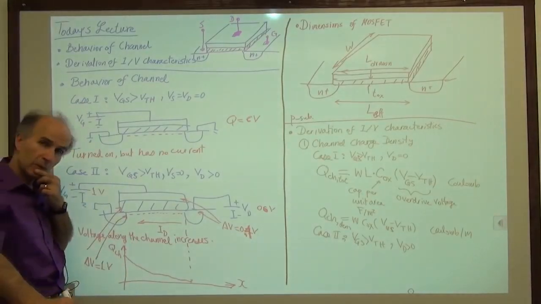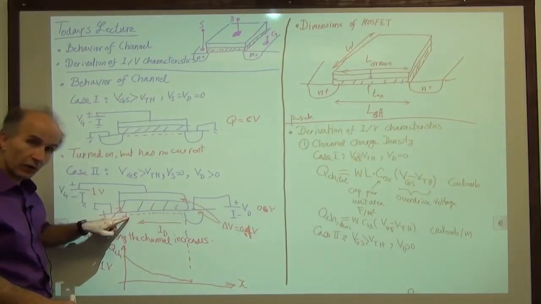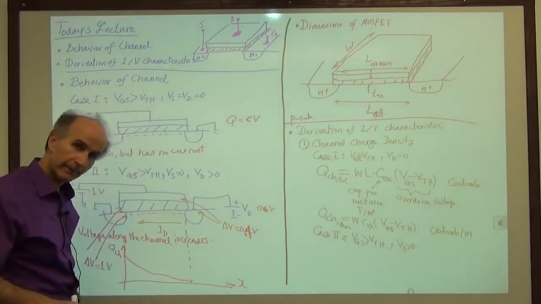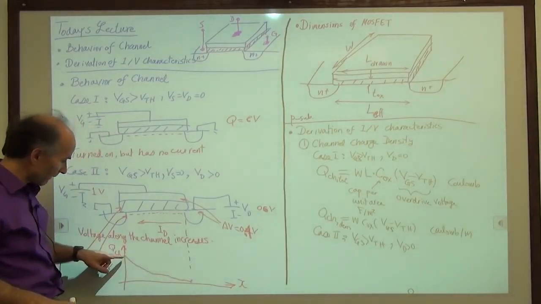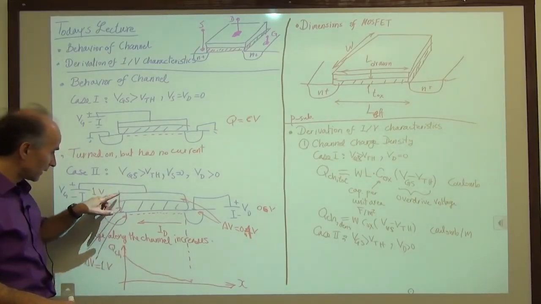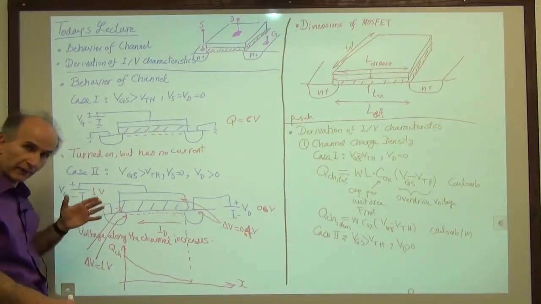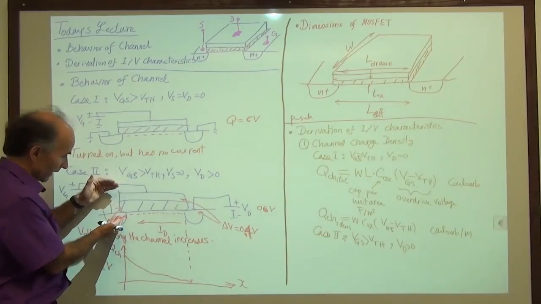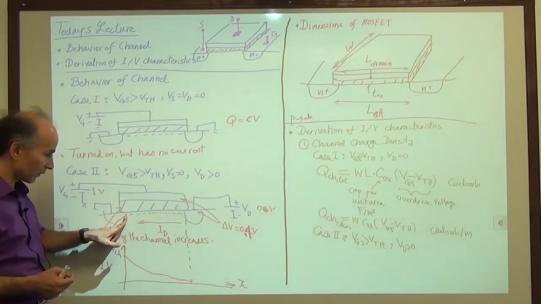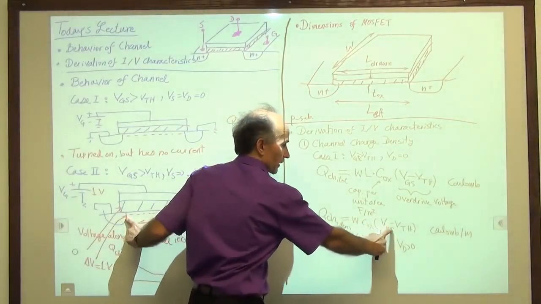Now the situation is a little more complicated, because we see that the channel charge is some value here, and it keeps going down. Do I have a value right here? Yes, because at this point, the gate source voltage is equal to what we applied. We have the entire gate voltage appearing between the gate and the source. So right here at x equals 0, we still have this equation: W Cox (VGS minus VTH).